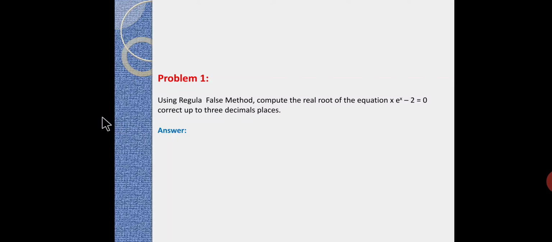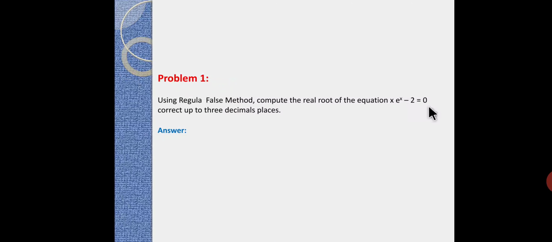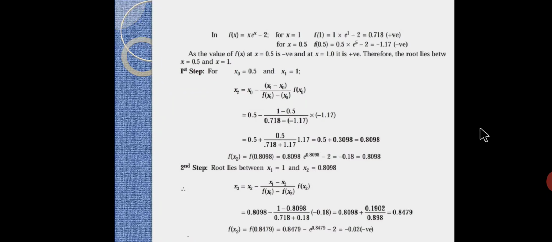In the given problem, the function is x e power x minus 2 is equal to 0. And also given, carry out iterations until up to 3 decimal places are equal. In this problem, the interval a, b is not mentioned. So what we do first, here we select a and b such that f of a into f of b is less than 0.